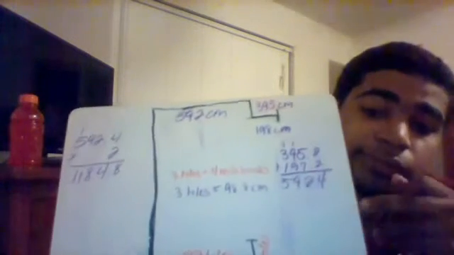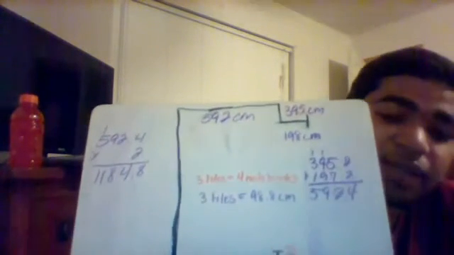So times 2. So that's going to be 8. That's going to be 4. That's going to be 18. Carry the 1. That's going to be 1100. So you should get 1184.8. So we don't want decimals, so we're going to round it up, and it's going to be 1185 centimeters. So boom, bada bing, almost done.